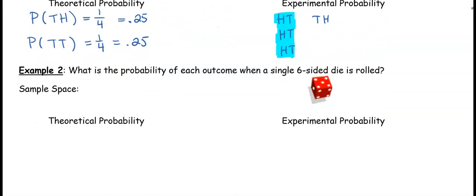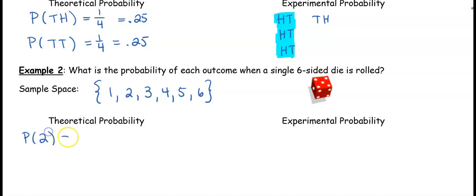So the next one is what is the probability of each outcome when a single 6-sided die is rolled. So the sample space for this is if you have a 6-sided die, you can roll a 1, a 2, a 3, a 4, a 5, and a 6. So if I wanted the probability that I roll a 2, if I look through here, that is a 1 out of a 6 chance. 0.17. So it could be a fraction, it could be a decimal.